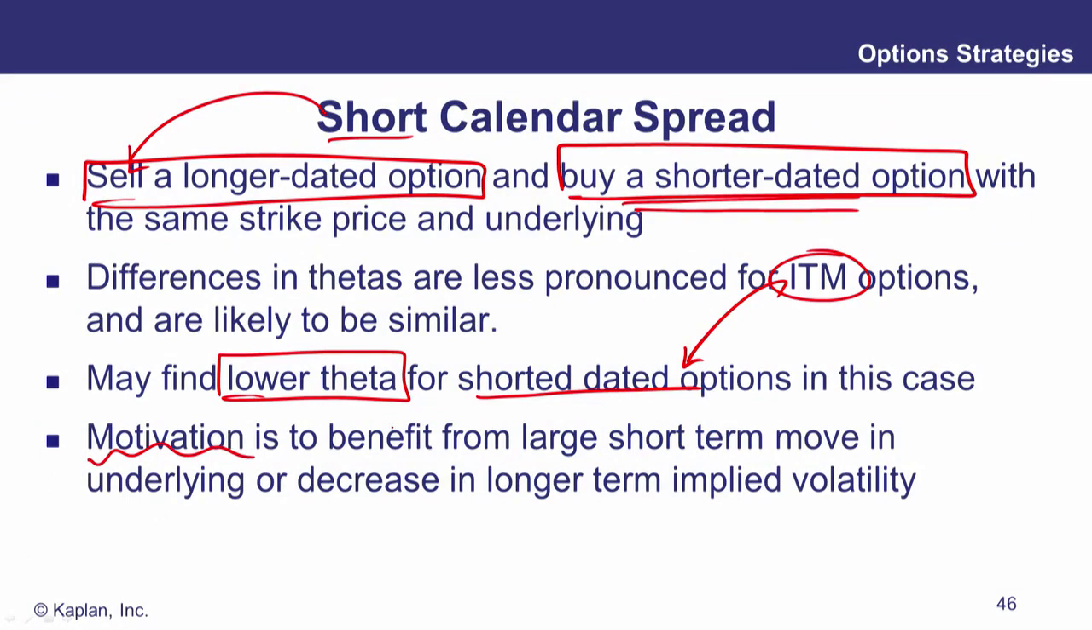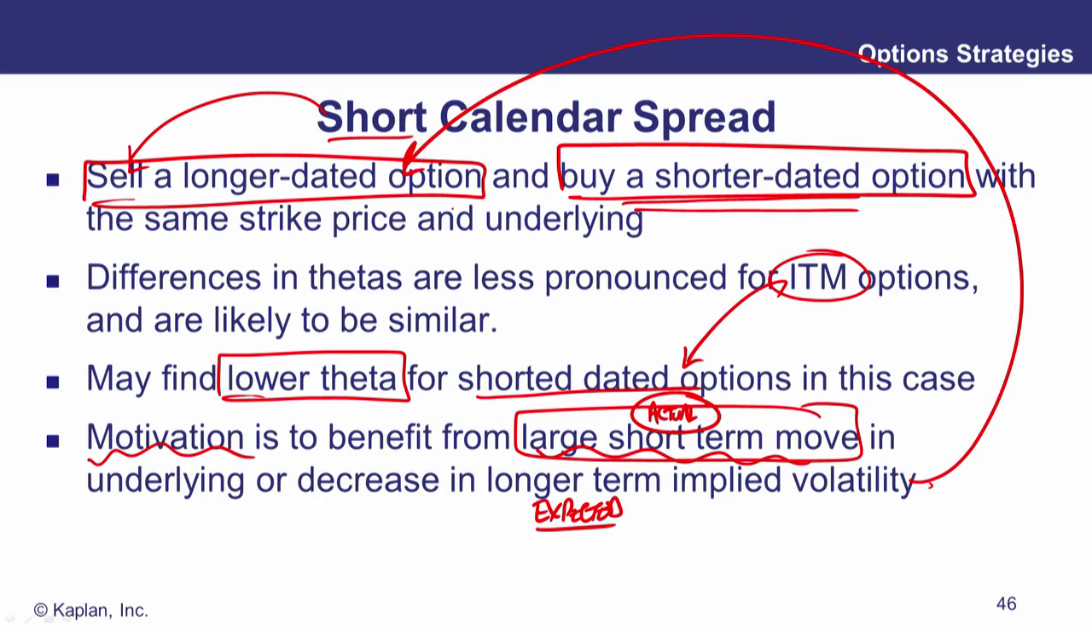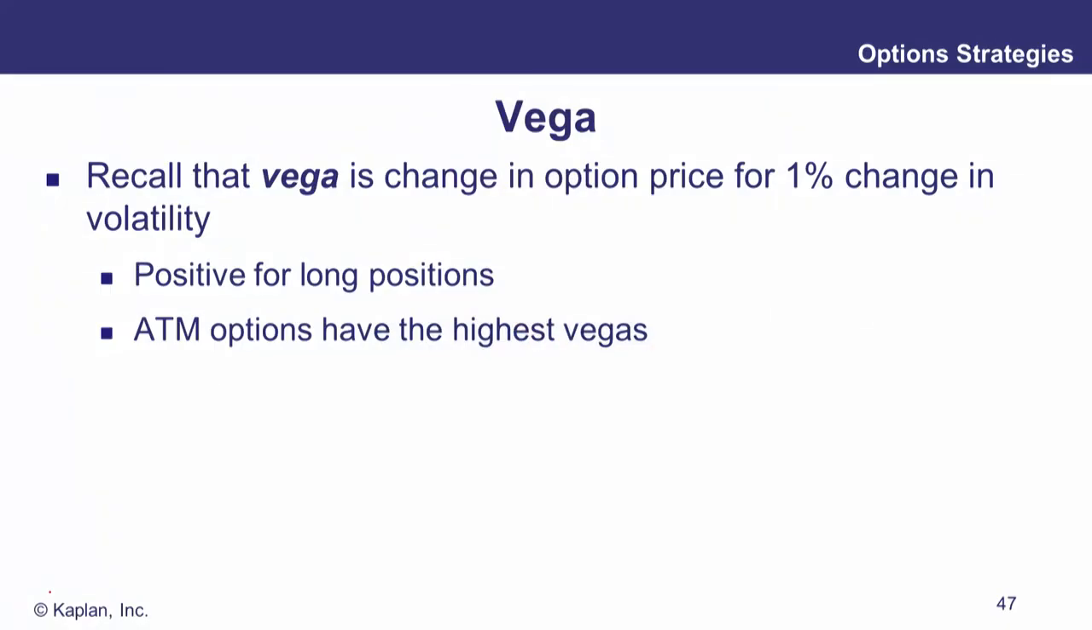Motivation, well, if you're buying short-dated options, if there's a large short-term move in the underlying, then you'll benefit from that in the short term if there's a pickup in actual volatility, or if there's a decrease in longer-term expected implied volatility, that will lower the value of the longer-dated option after the shorter-dated option has expired. Both of these will benefit your trade. And don't forget, this does rest on the fact that you found a difference in thetas here, where you're buying the lower time decay and you're selling the higher time decay. Okay, finally on to Vega.